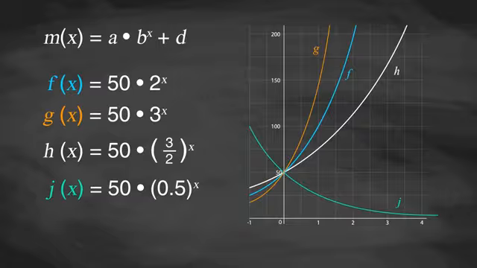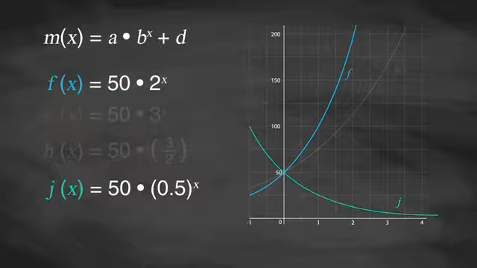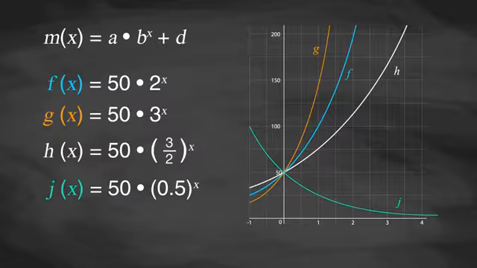What is different about its equation? Function j is the only graph that's decreasing as x goes from left to right, while functions f, g, and h are all increasing. If you examine the equations, function j is the only equation that has a b value that's less than 1.